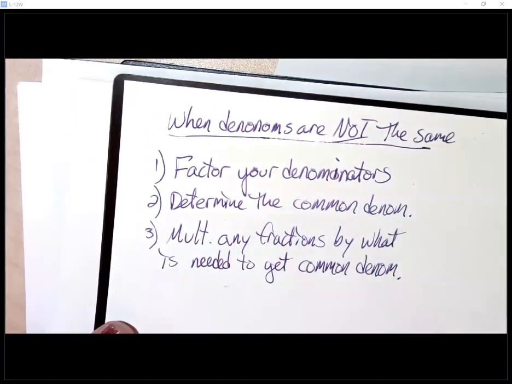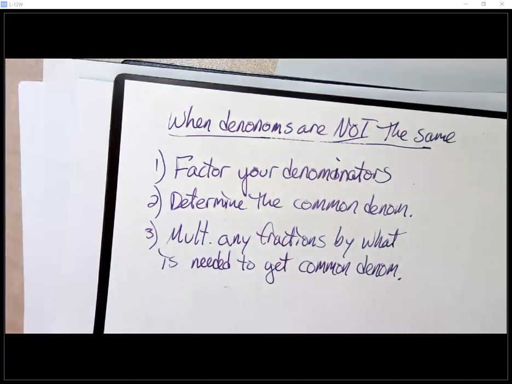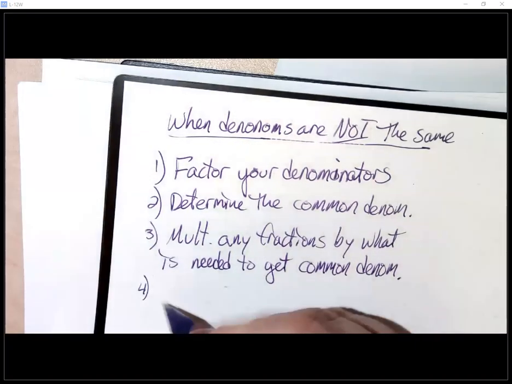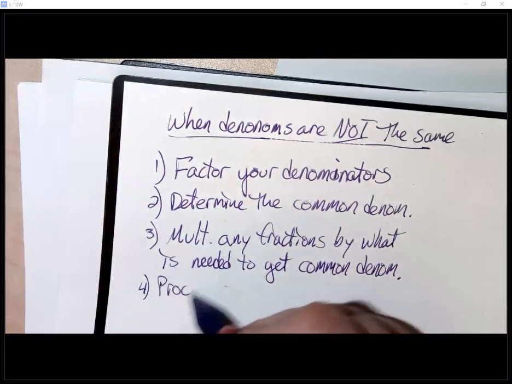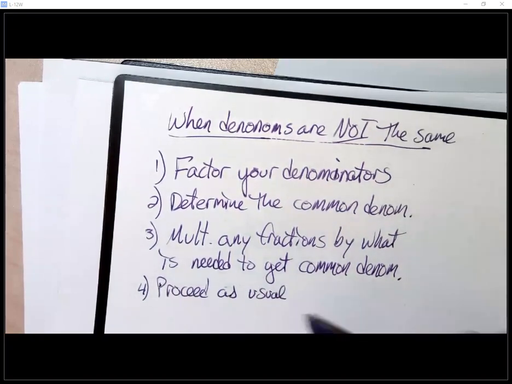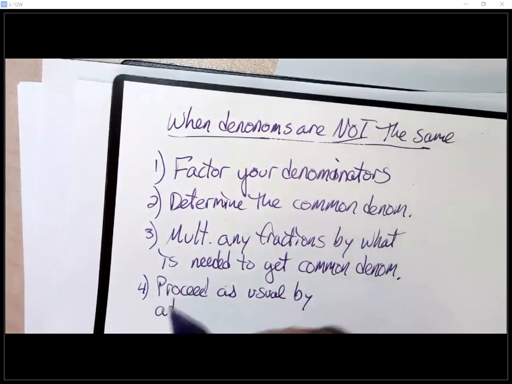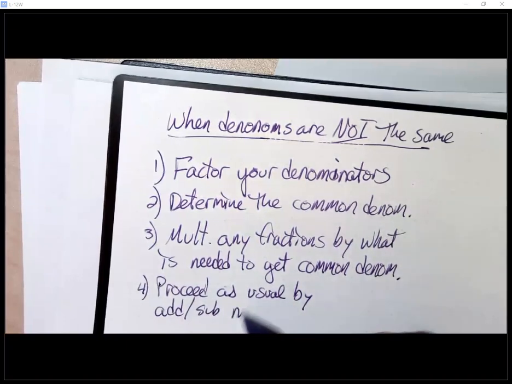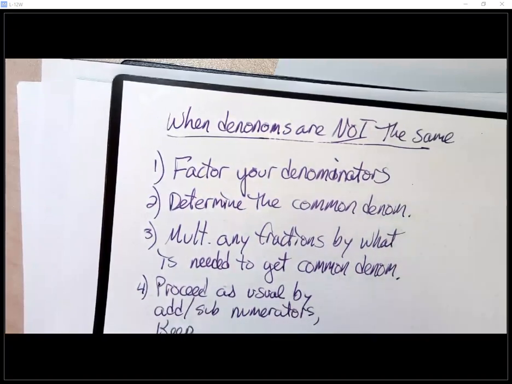And then once you're there, now it's a problem like before. Now the denominators are the same. I just add the numerators and I go about my day. Okay, so I'll just say: proceed as usual by adding or subtracting, if it's a subtraction problem, numerators. Keep denominators the same. And lastly, simplify.